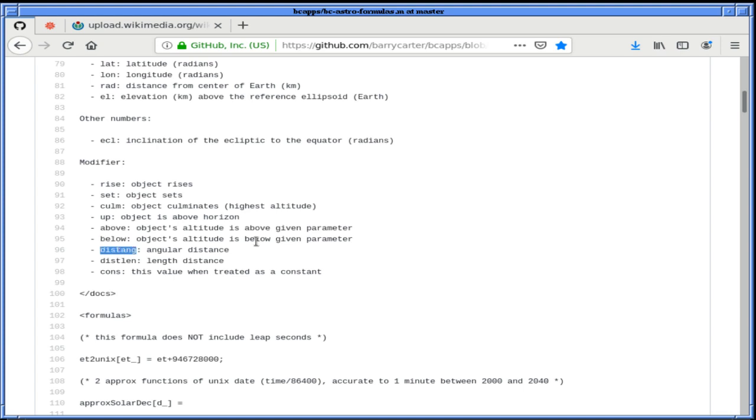Distance is the angular distance of something, obviously between two different things. Dislength is the length distance. Boy, oh boy. I don't know what I meant here, but let's pretend like I did. So we're just going to skip that. And the length distance is the actual physical distance between two objects. These are all things we might want to know about one or more objects, I think.